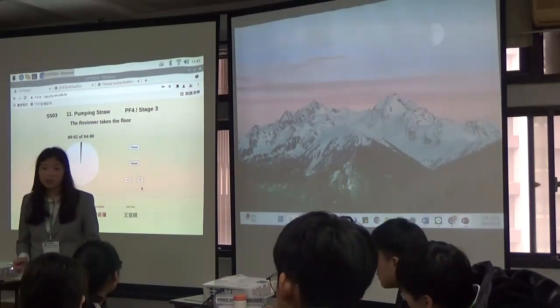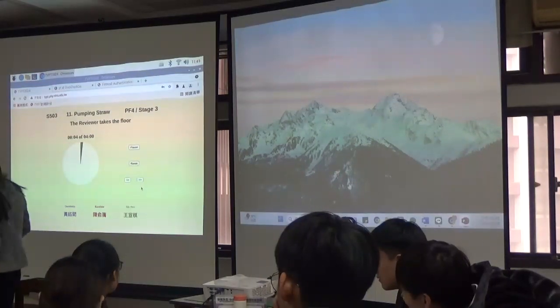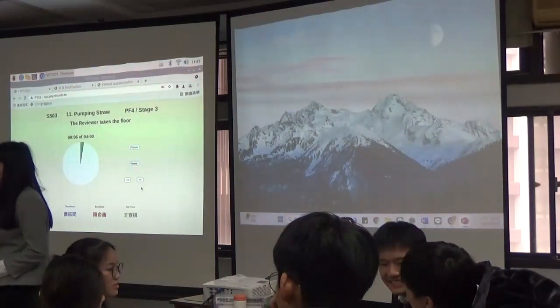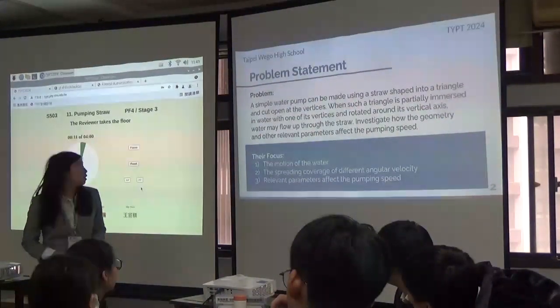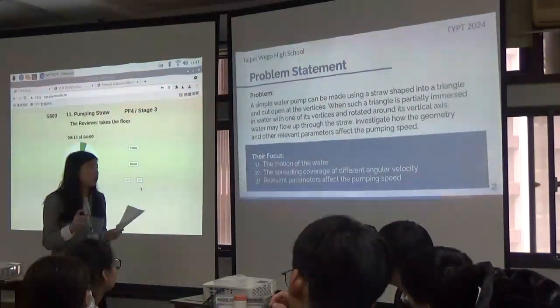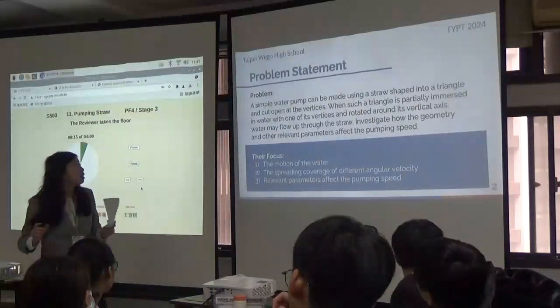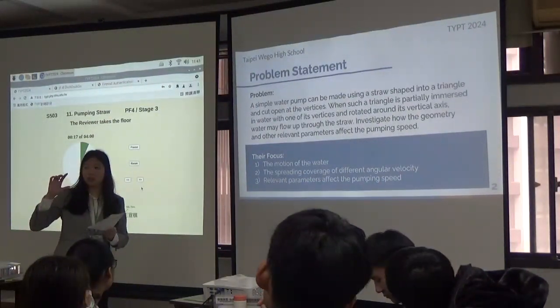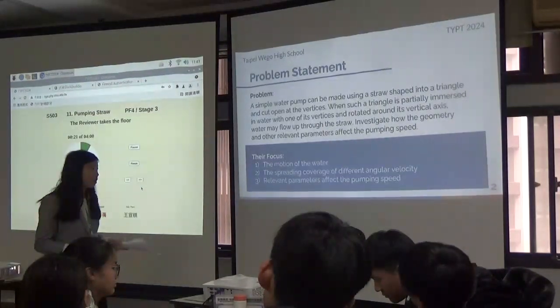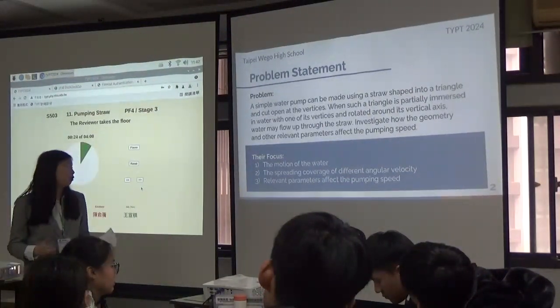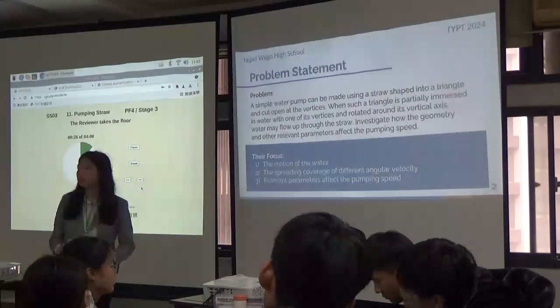Judges and worthy debaters, this is the reviewer from Team Media, and today I'm going to review problem 11, pumping straw. This is the problem statement: a simple water pump can be made using a straw shaped into a triangle, and when the tip of the straw is immersed in the water, water will be pumped out. They need to investigate how the geometry and other relevant parameters affect the pumping speed.